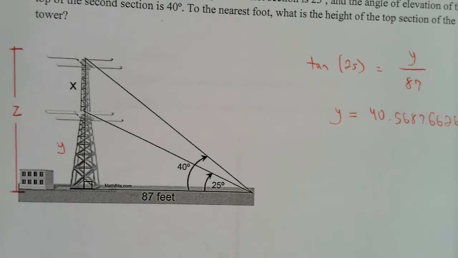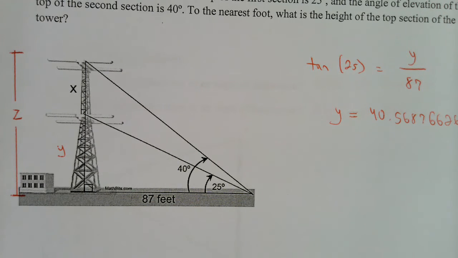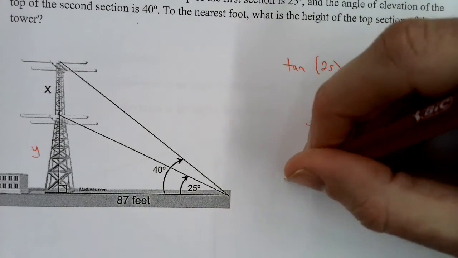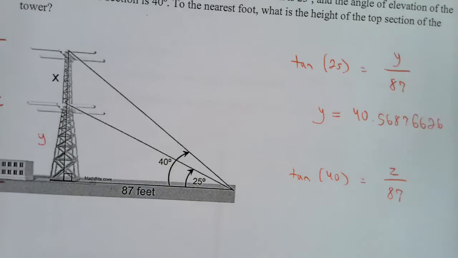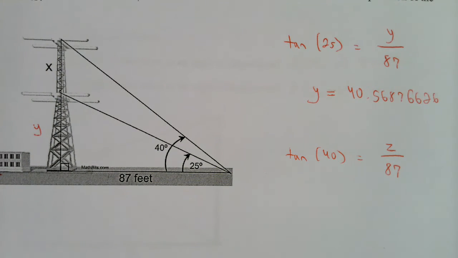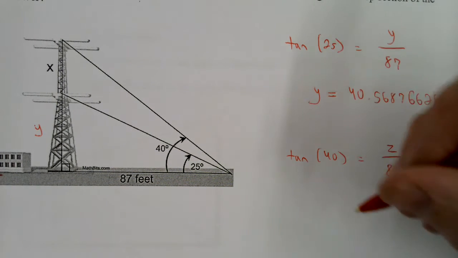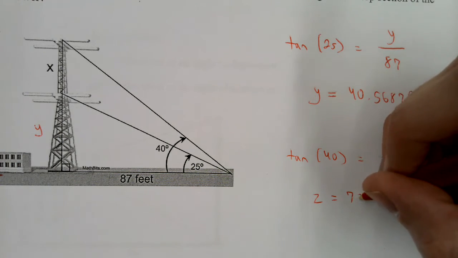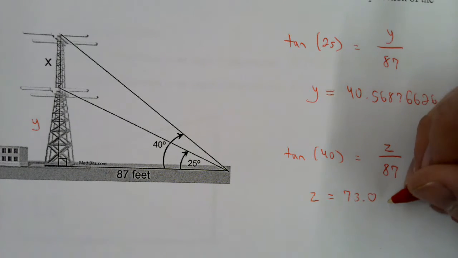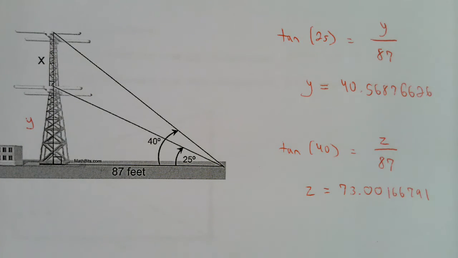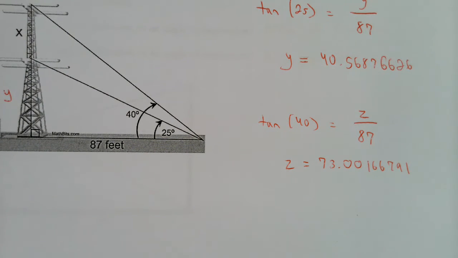Now we have to get z. So I'll say tangent of 40 degrees equals z over 87. So you're going to do 87 times tangent of 40 in your calculator. That's going to give you 73.00166791. So usually I don't round until the very end for these problems. You don't want to round too much.